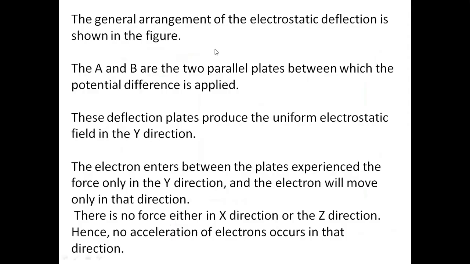Generally, the figure shows the electrostatic deflection. There are two plates with an electric field in between, across which a potential difference is applied. So here we have two deflection plates, A and B. In between we apply the electric potential, and by that, these deflection plates produce a uniform electrostatic field in the y direction.